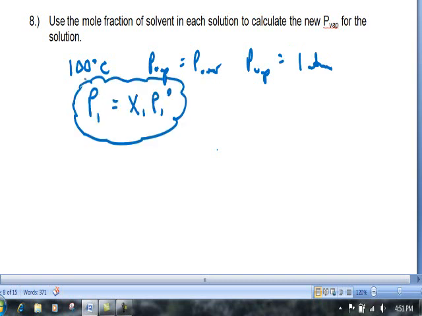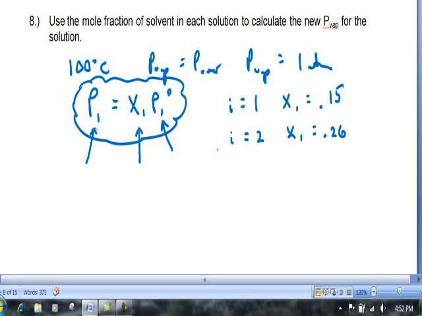The equation that we'll use is the one that connects the vapor pressure of pure solvent, the mole fraction of solvent, and the new vapor pressure of the solvent, of the particles of solvent that can become gaseous over the solution, to allow us to get the vapor pressure over the solution.